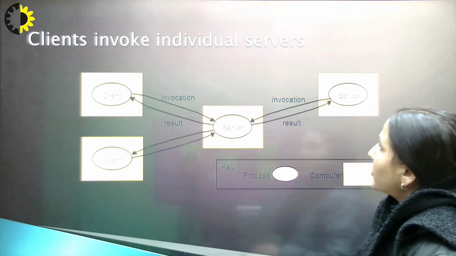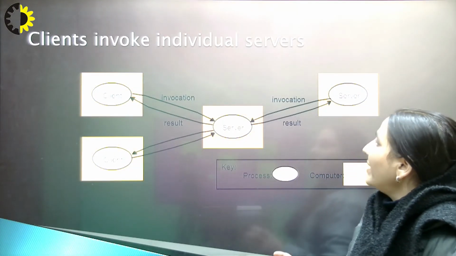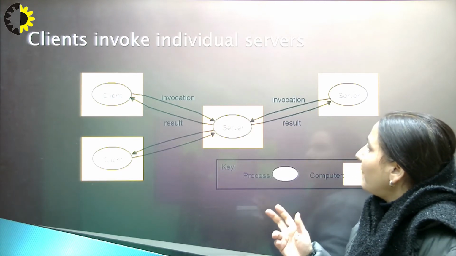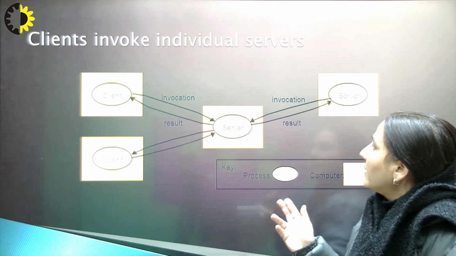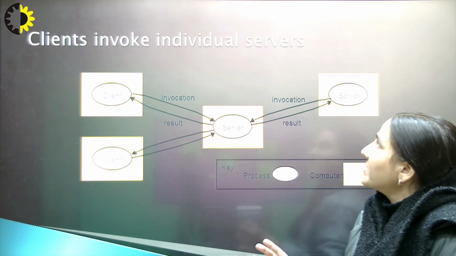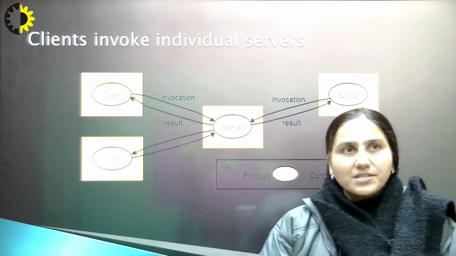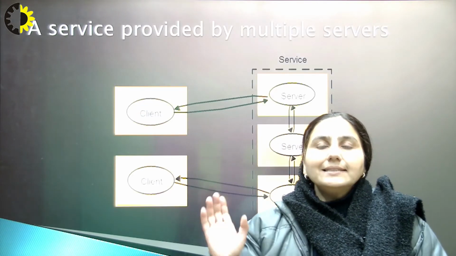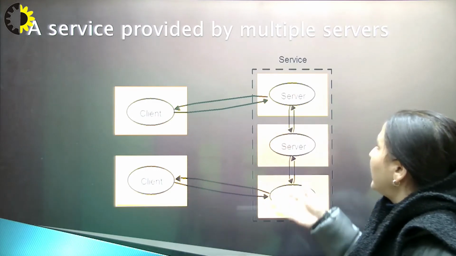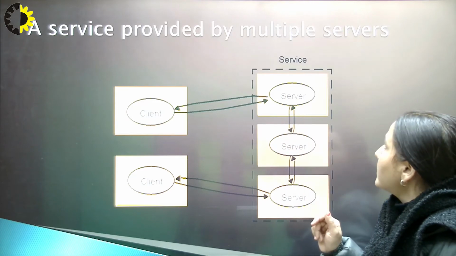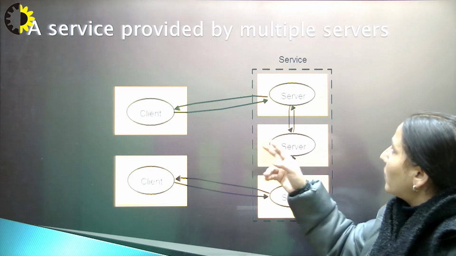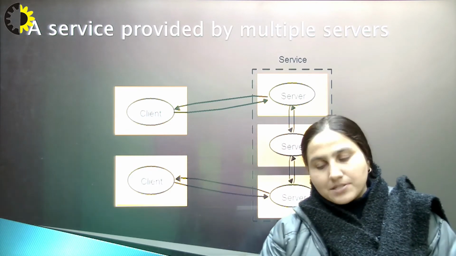This architecture represents clients invoking individual servers. As you can see, there are different processes and computers, and we have different clients invoking a particular server, and the server is responding to that client. Now this architecture shows a service that is provided by multiple servers. We have more than one server, so the service is provided to a particular client by more than one server.